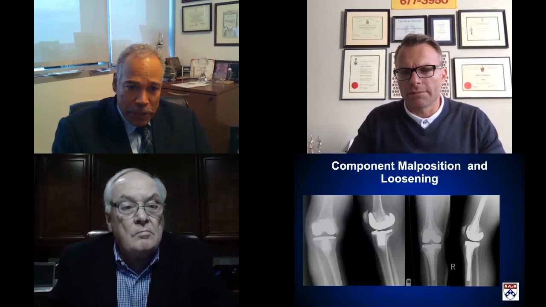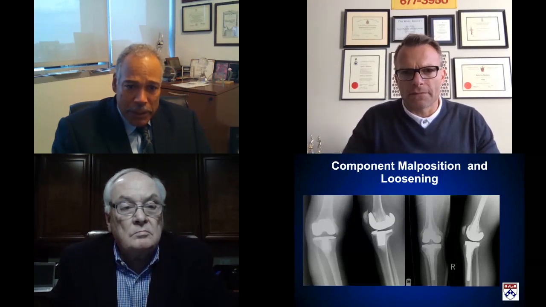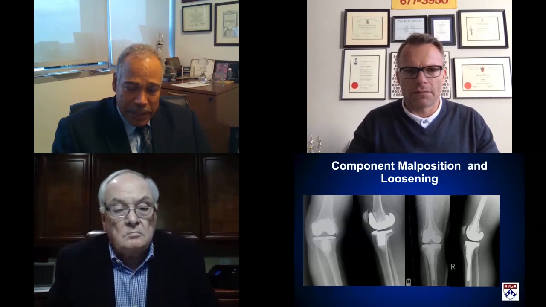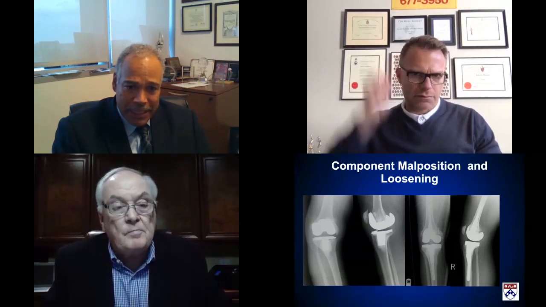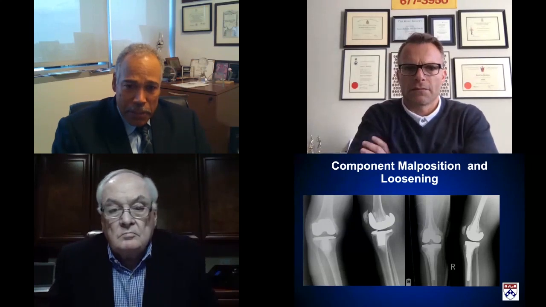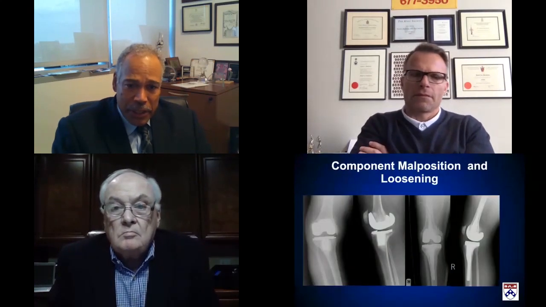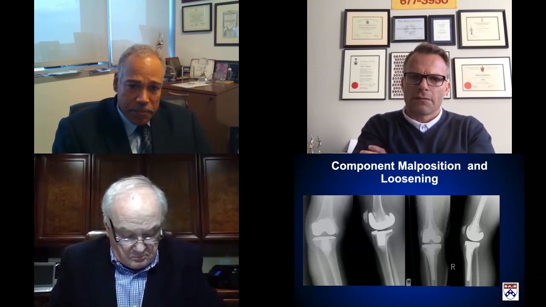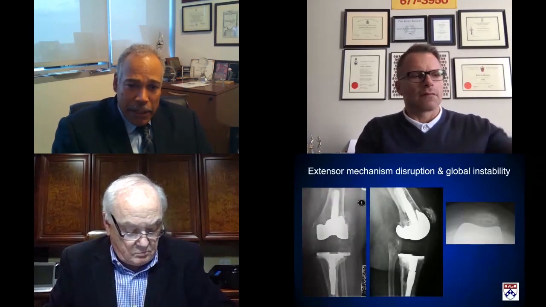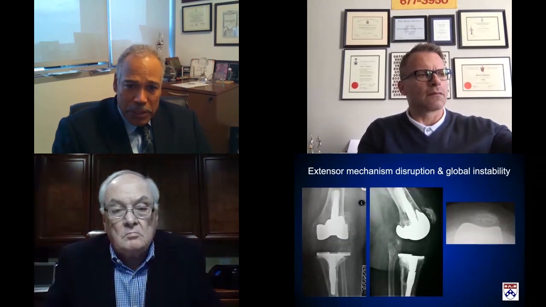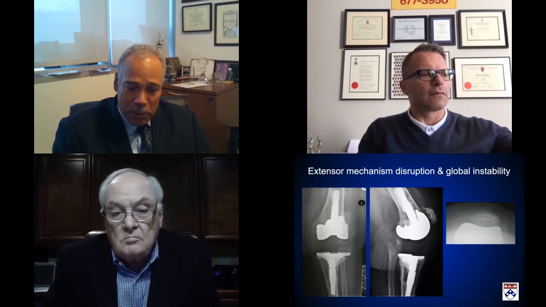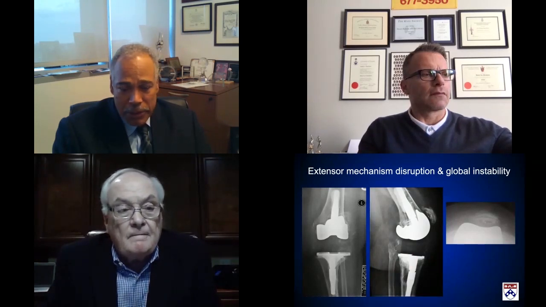Here we have a situation where the femoral component is loose and has subsided in varus, but you can see looking at the x-rays that the original tibial component was placed in a lot of varus. So again, probably component malposition and loosening are both contributing in this situation. And then here we have a situation of global instability with an extensor mechanism disruption, and you'll notice that the patella is riding high, the tibial tubercle is missing, and there's a tremendous amount of bone loss.